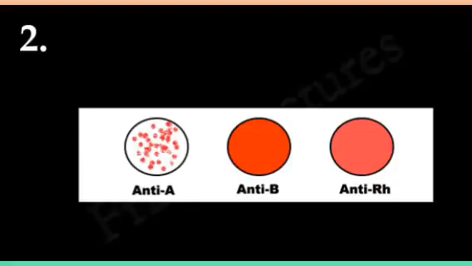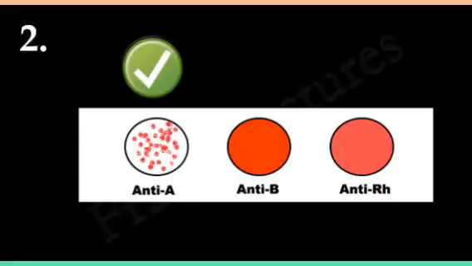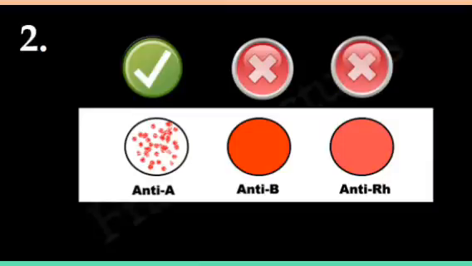Recall that the plus sign indicates the presence of RH antigen. Here, agglutination is observed only in the anti-A circle. This means antigen A is present on RBCs. No agglutination in the anti-B and anti-RH circles. So, B antigen and RH antigen are absent. Therefore, blood group will be A negative. Recall that the minus sign indicates that RH antigen is absent.